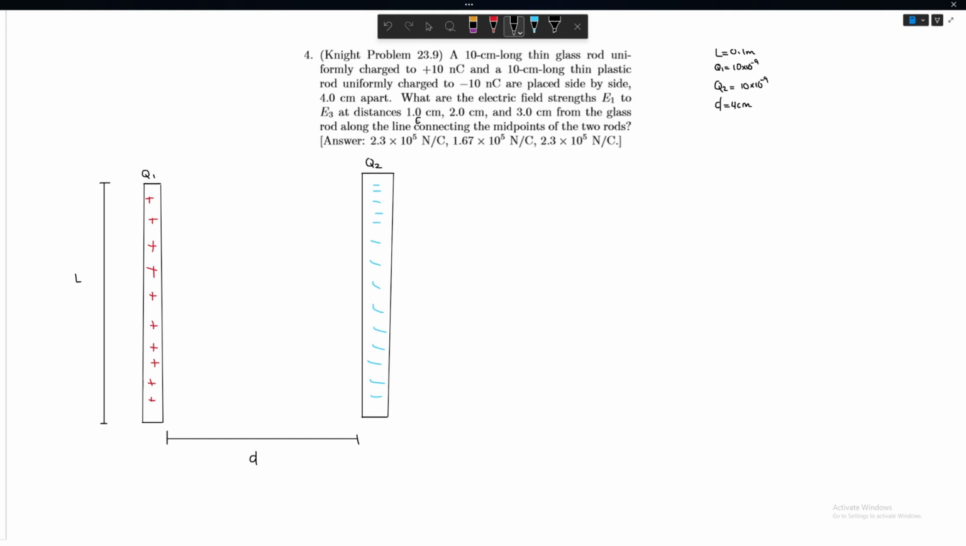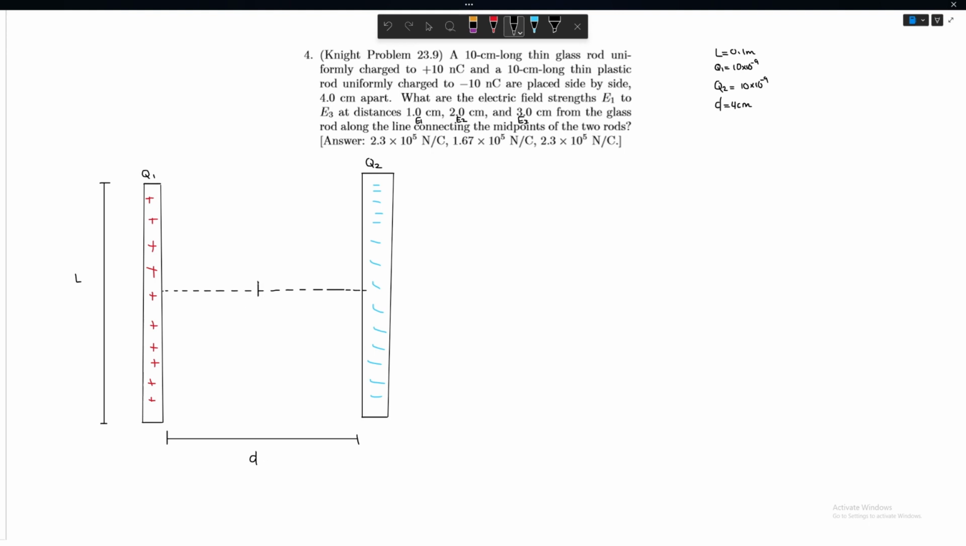So this is going to be my E1, E2, and this is my E3 at all these three distances from the glass rod along the line connecting the midpoint of the two rods. So they're telling us to go to the midpoint, so some L divided by 2, some midpoint, right? I'm assuming this is the midpoint. And I'm going to do the 2 centimeters since it's halfway, right? This is 4, and so it's halfway.